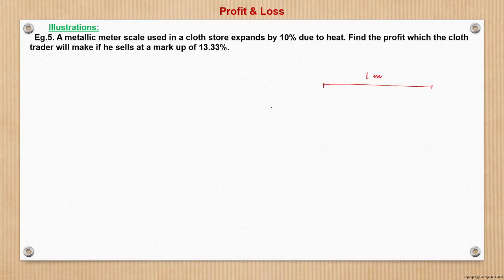Now in summers, this expands by 10%. So it becomes 110 centimeter. So now if a shopkeeper tries to measure a cloth, he will be actually measuring a cloth of a original length 110 centimeter. However, since the customer knows that this is a meter scale and this will only measure 1 meter, so he will be paying for 1 meter actually, right? He will be paying for 1 meter.